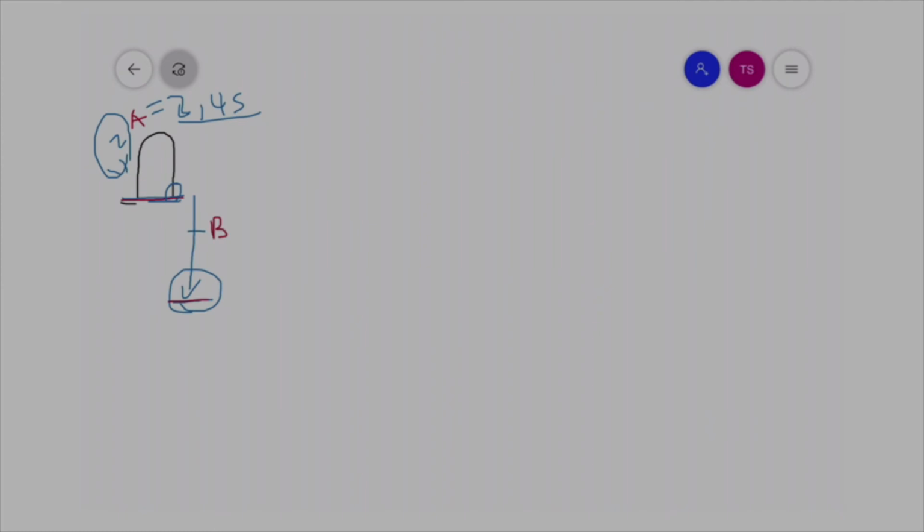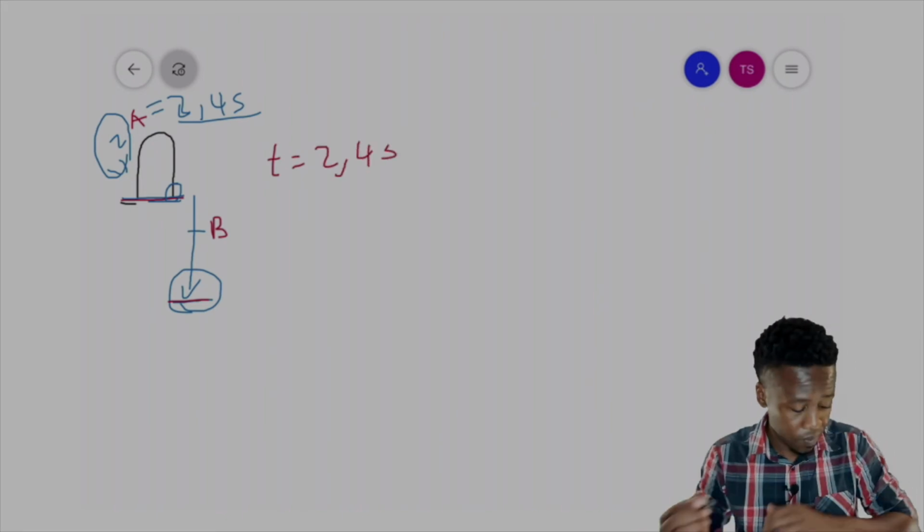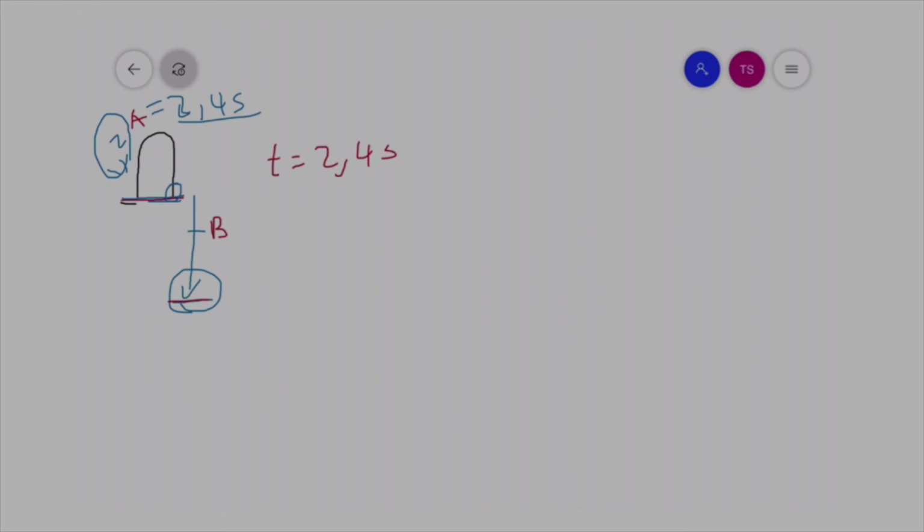Now in this 2.4 seconds, that's when stone B hits the ground, right? So basically we know the time that it took stone B to hit the ground. So we can say our time for stone B is 2.4 seconds. And then remember we calculated its initial velocity at negative 5.9 meters per second, right?